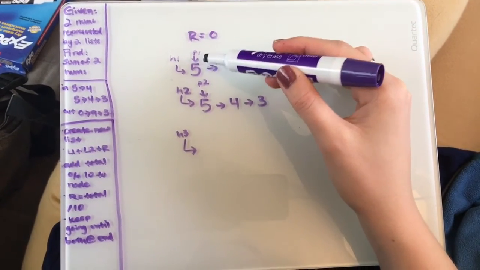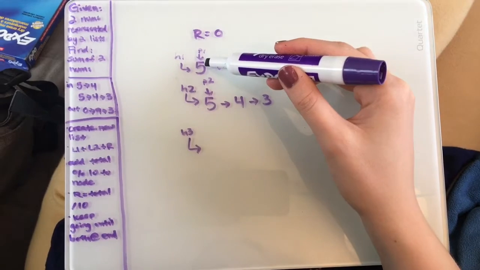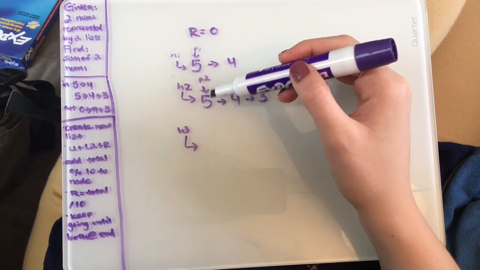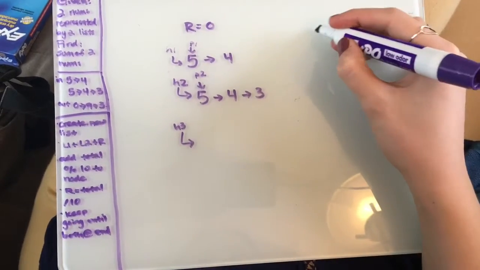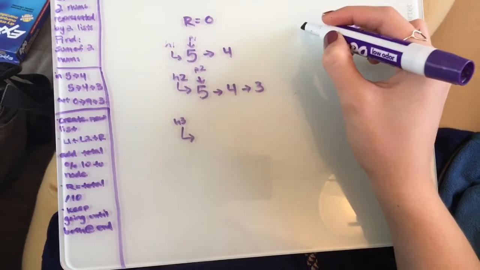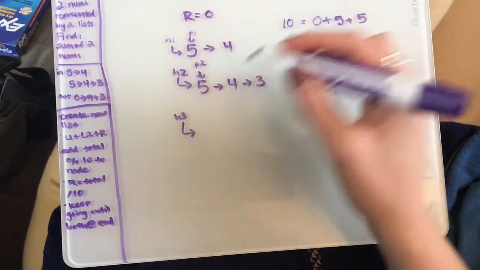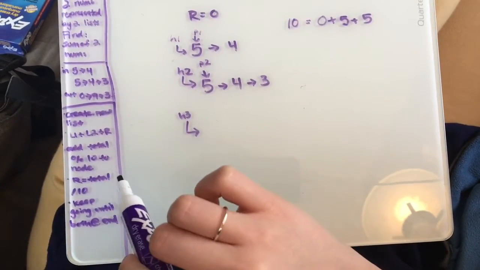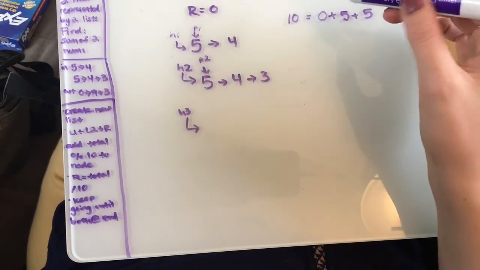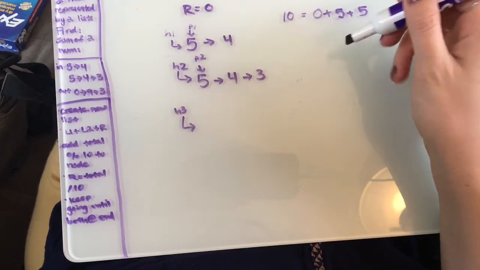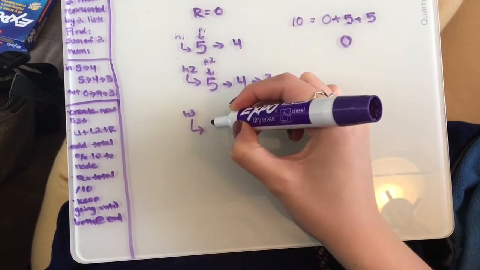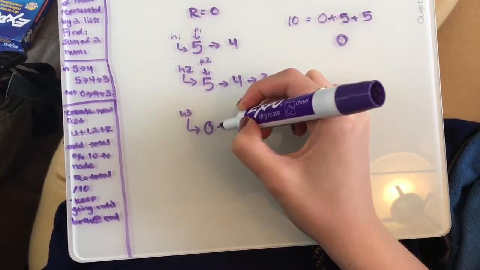from the pointer, 5 plus 5 plus the remainder. So 0 plus 5 plus 5, so total is equal to 10. Then we're going to say total modulus 10. So 10 modulus 10 is going to be 0. We'll add 0 to this list.